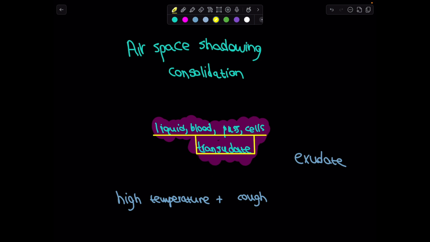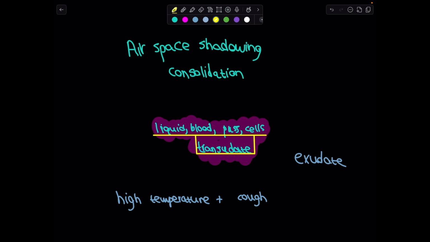To be honest, I was still kind of confused about the difference between transudate and exudate. So if you could tell me again in a sentence. Transudate is a clear, low-protein fluid leaking into alveoli due to pressure changes, like in heart failure, while exudate is a thick, protein-rich fluid with cells caused by inflammation or infection, like in pneumonia.